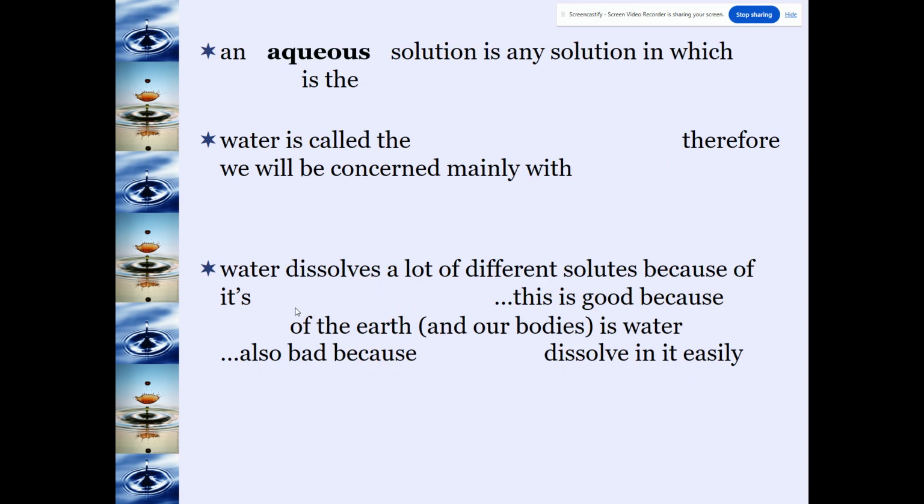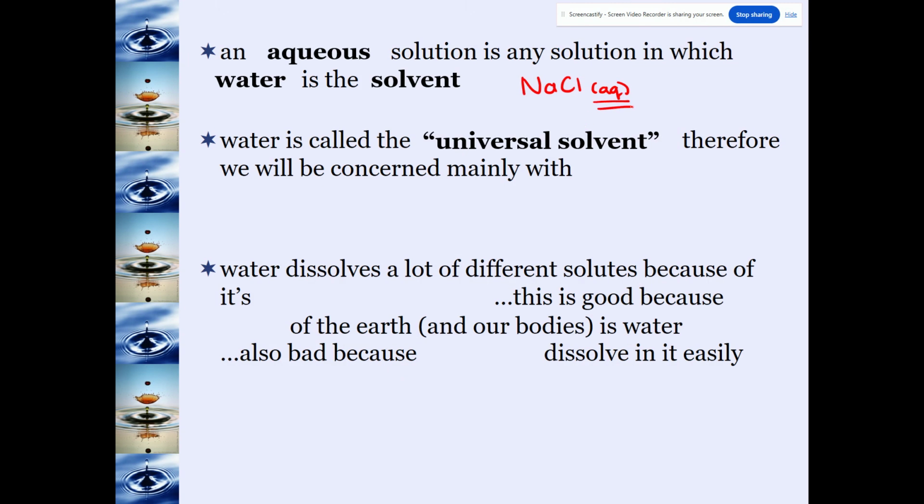Okay? An aqueous solution is a solution where water is the solvent. Sometimes, remember back in our review of Science 10, we would write the formula for a compound, and then we would check our solubility chart, and if it was soluble in water, we would write aqueous. And so that's what aqueous means. It means it's dissolved in water.